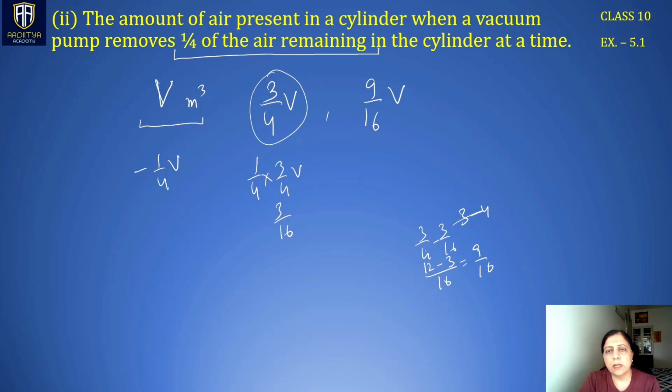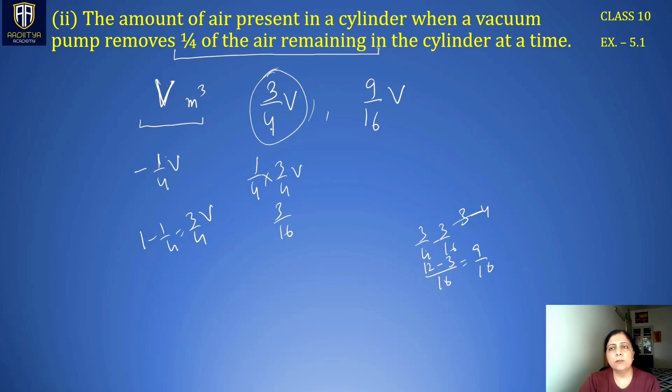See, initially we had volume V. Then we took out 1/4 of the given volume. The volume was V and we have taken out 1/4 of volume V. So 1 minus 1/4 is 3/4 V. Now this is left in the cylinder.